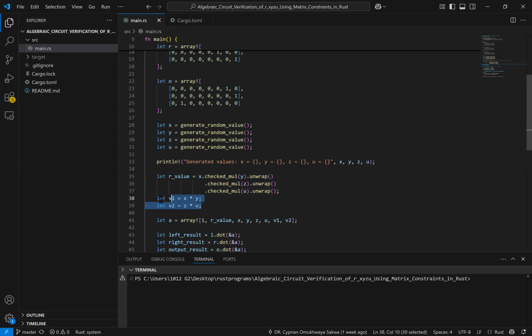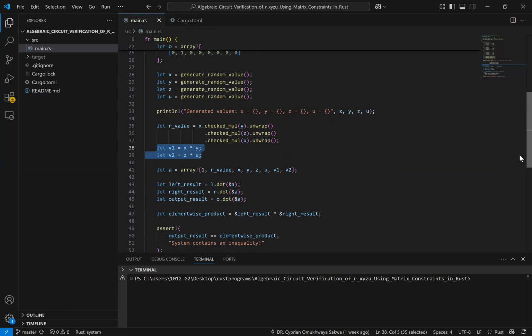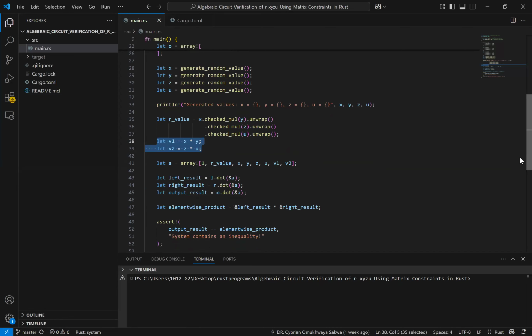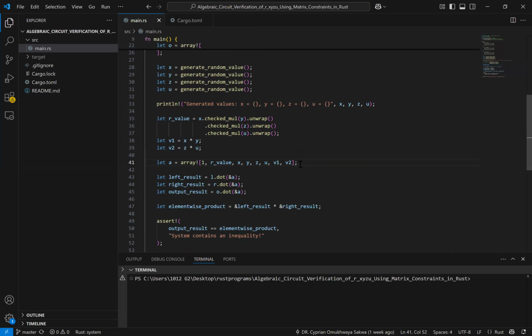And then you're telling it we have intermediate values, V1 and V2, and how to get those intermediate values. Of course, if you wanted to generate the intermediate values, again, you can ask it to do that. But what is important to us is that after it has generated X, Y, Z, and U, and then the intermediate values, it's supposed to tell us what A is. That is our witness. And we are telling it that A will be 1, R, X, Y, Z, U, V1, and V2.